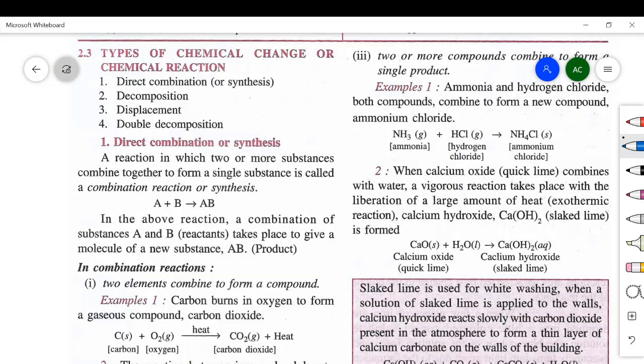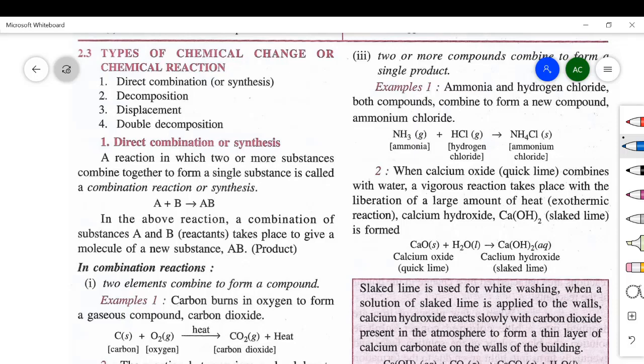Topic, that is types of chemical reactions. Whenever a reaction is there, by looking at the product and the reactants, you are able to classify them into their types. Okay. Now, how will you come to know which type of reaction this is? It depends upon the number of products and the number of reactants involved in that reaction.